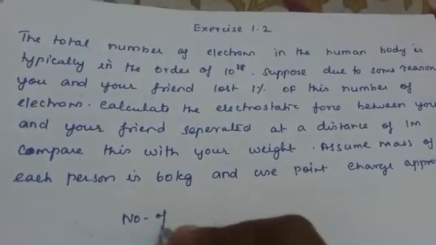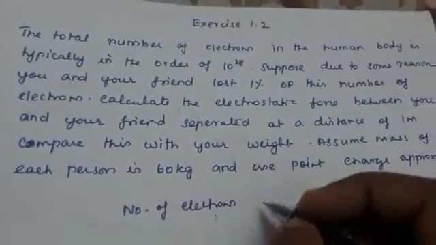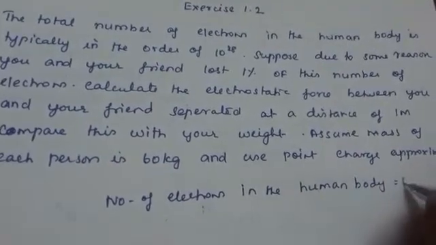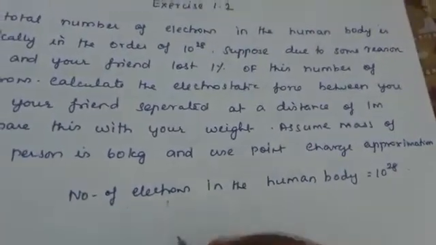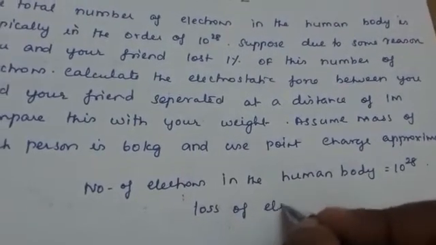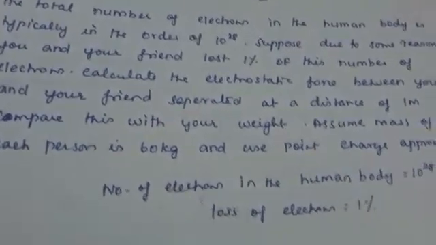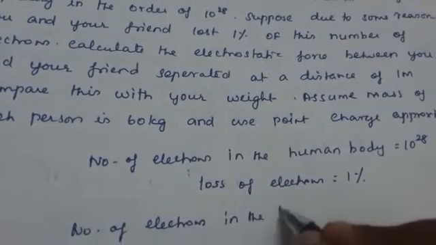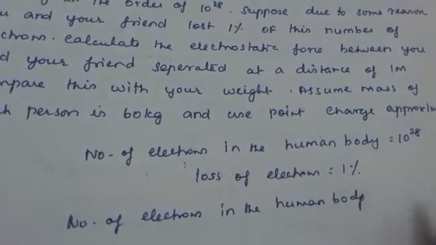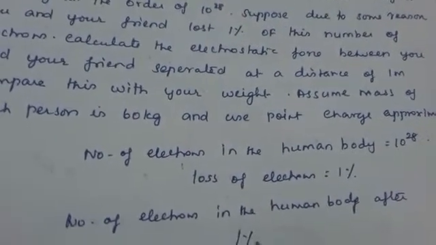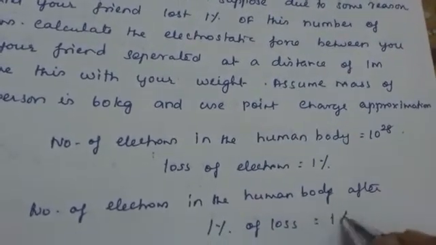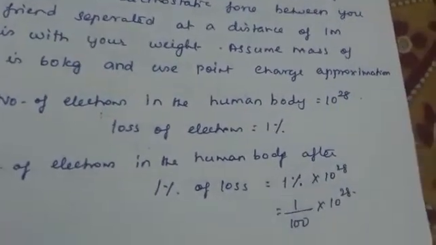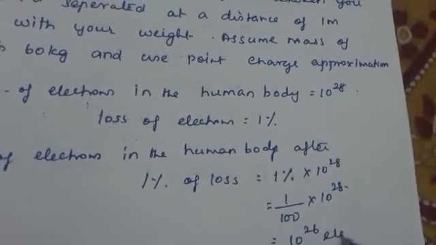Number of electrons in the human body: how many are there? 10 raised to 28. Loss of electrons: how much percentage is given? 1%. So the number of electrons lost is 1% of 10 raised to 28, that is 1 by 100 into 10 raised to 28. So that is 10 raised to 26 electrons.